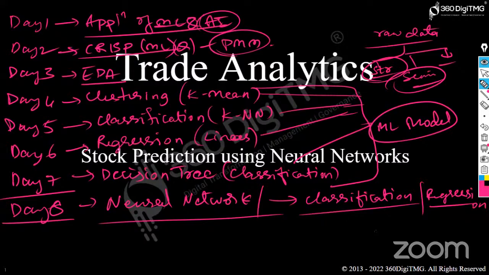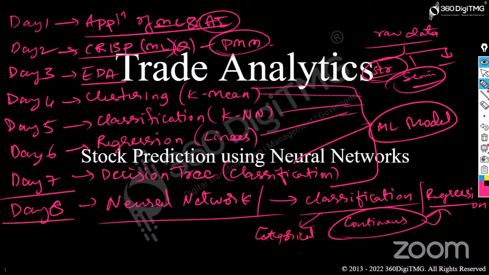So when do you say whether the given problem is with respect to classification or regression? When you have continuous data, then it is referred to as regression. When you have categorical data, that is discrete data, we'll have a classification problem.